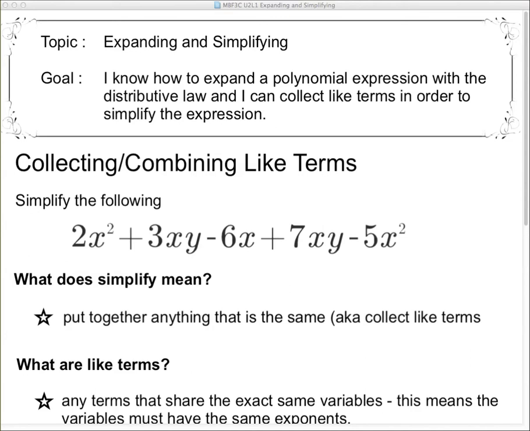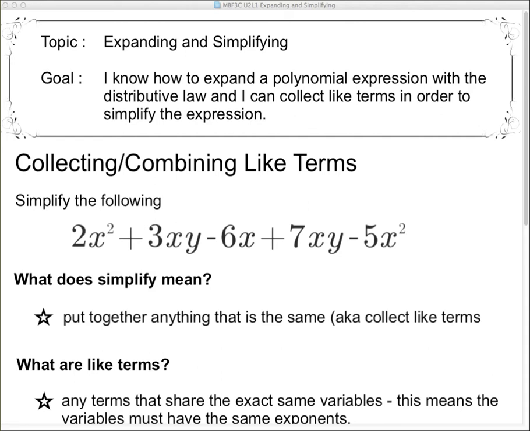Well, hello 3C. Today we're going to be expanding and simplifying. Our goal: I know how to expand a polynomial expression with the distributive law, and I can collect like terms in order to simplify the expression. In order to reach that goal, we're going to talk about collecting and combining like terms again.